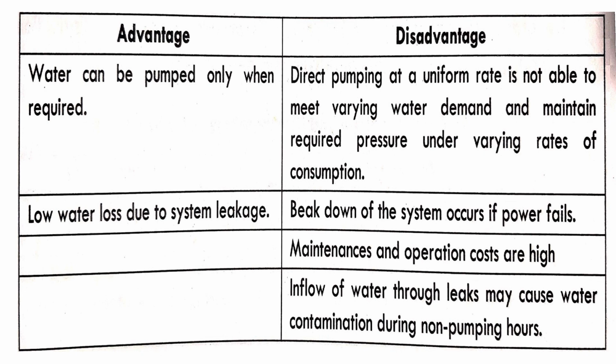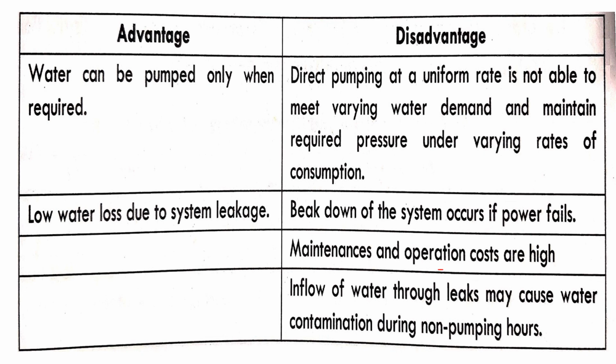Direct pumping at a uniform rate is not able to meet varying water demand and maintain required water pressure. Varying water consumption may not be applicable for each and every member of the family or each and every people living in that society, right? So direct pumping may not be suitable because the required pressure may vary with the rate of consumption. Likewise, if the system fails or if the power fails, there will not be any supply.